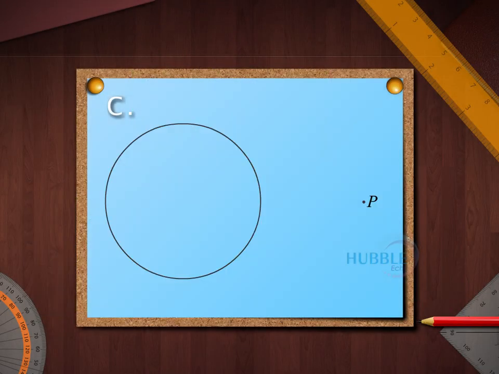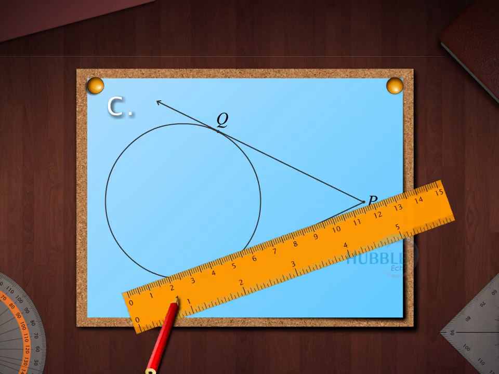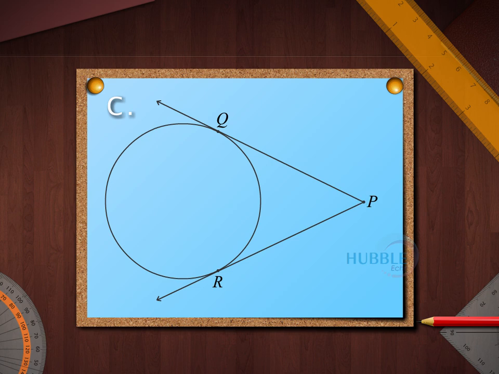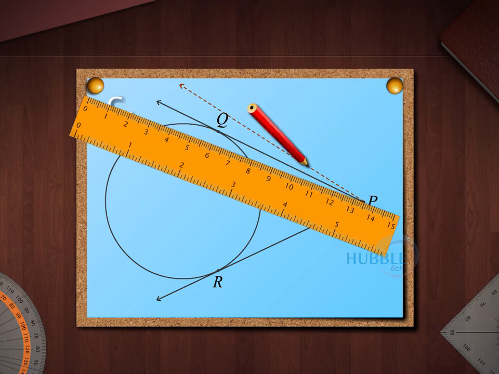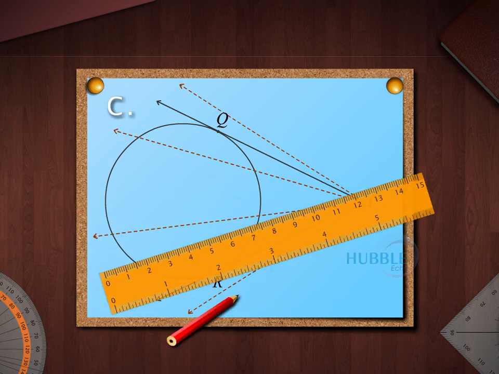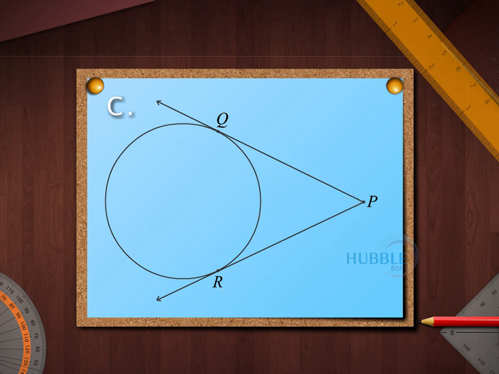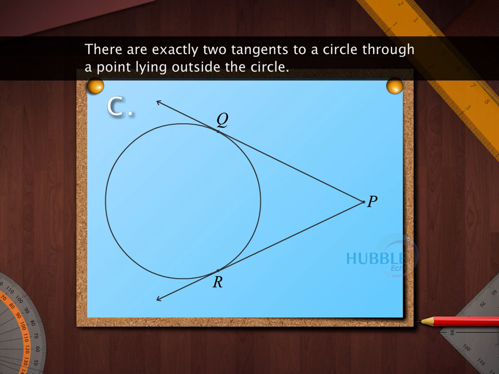Now, we take a point P lying outside the circle. Look, PQ and PR are 2 tangents to the circle from point P. If possible, let's try to draw more tangents passing through point P. Observe that we cannot draw more than 2 tangents from this point. So, there are exactly 2 tangents to a circle through a point lying outside the circle.